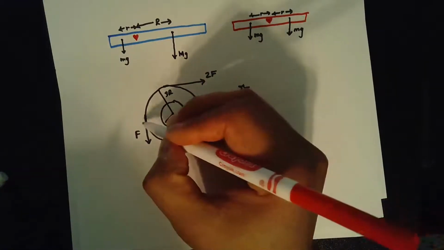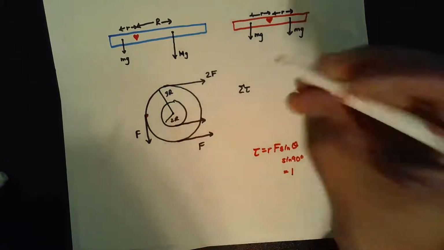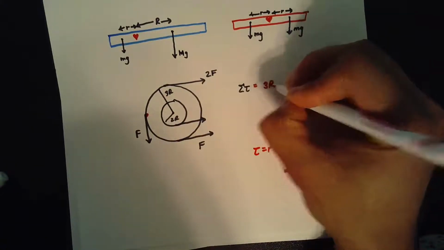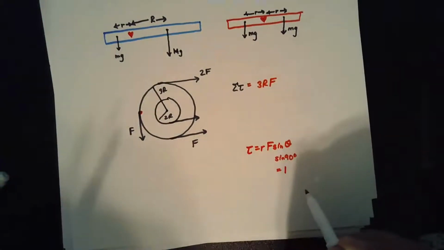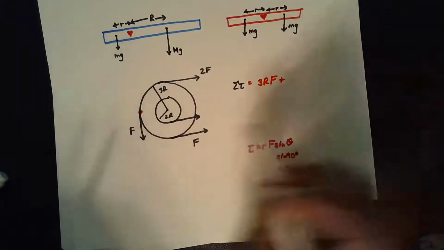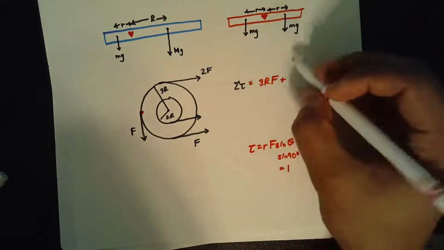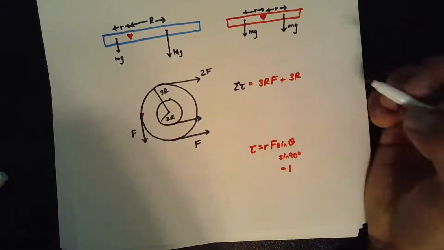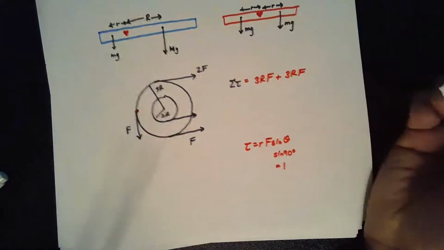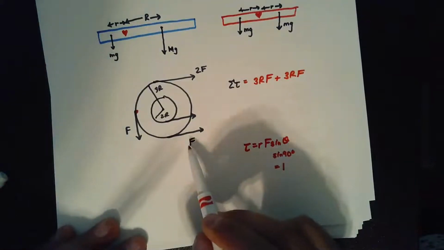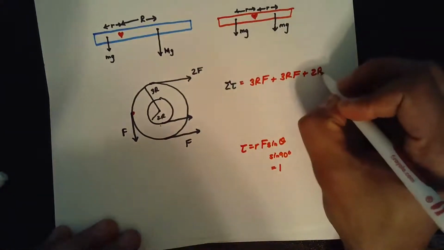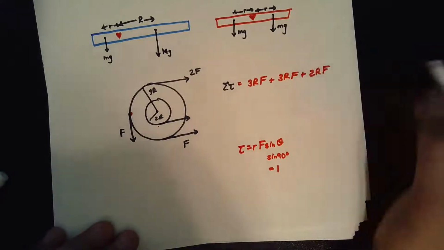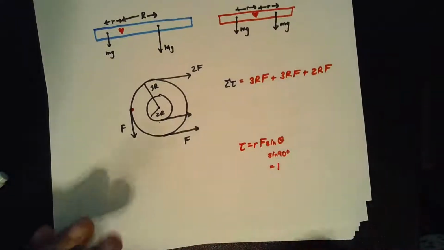So let's start with this first one. It's all the way out here. 3R is my R value. F is my F value, sine 90. Plus, still in the same direction, 3R is my R value. F is my force, sine 90, plus 2R is my R value. F is my force, sine 90. Those are all in the same direction.